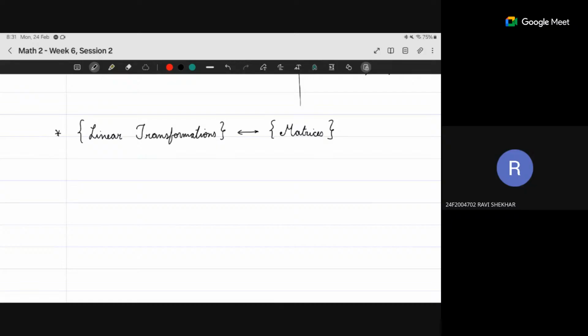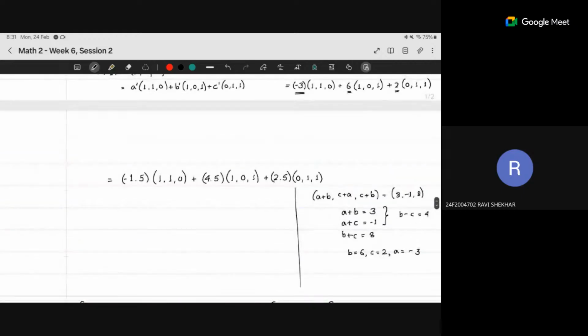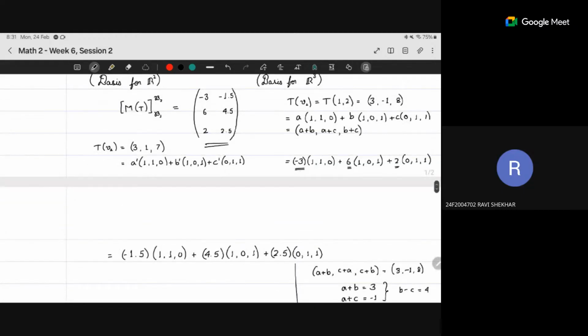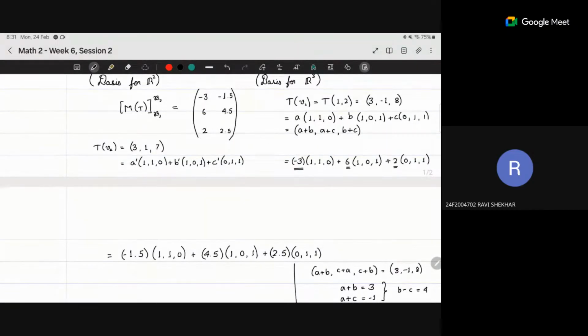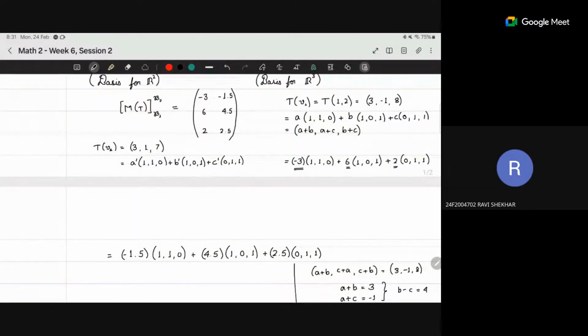Sir, we have got two sets of values for A, B, and C. Now, what is the next step, sir? So you got this A, B, C, and A prime, B prime, C prime, right? Yes, sir. A, B, C, the coefficients in order of the image of the first basis vector is the first column. That's what we did over here. Yes, sir. 3, 6, 2. After getting this matrix, how can we verify whether this works or not? That's what my question is.